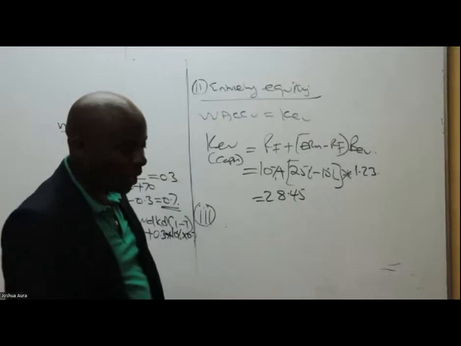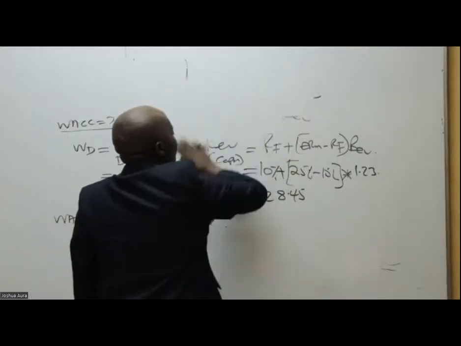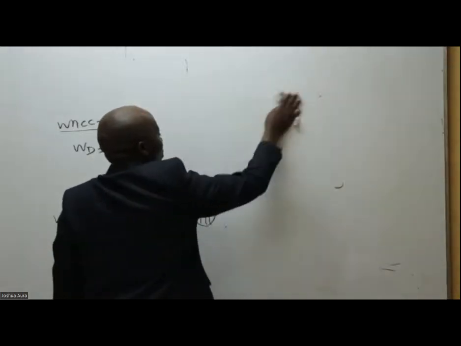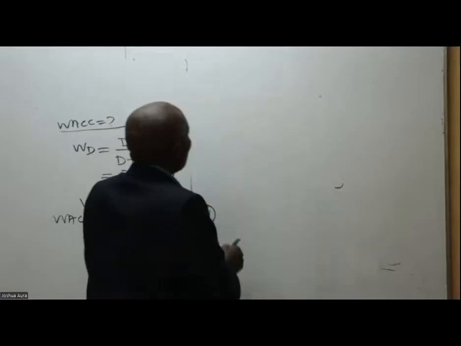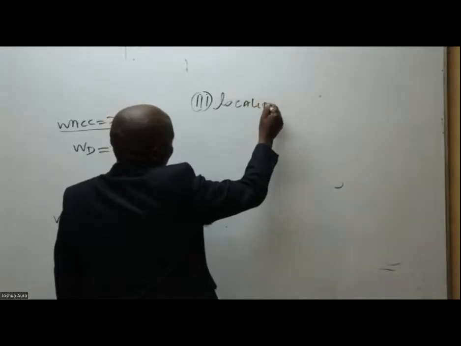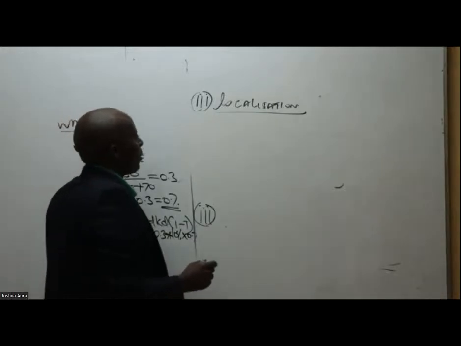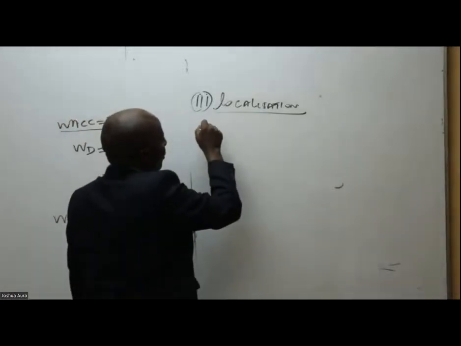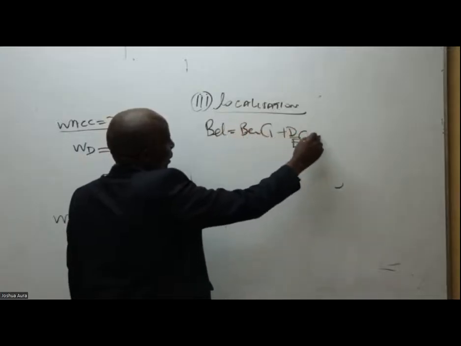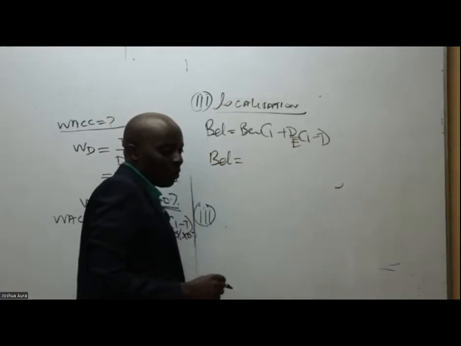First of all, it's localization. We are doing the localization for Roman number 3. So we have our BEL, which will be our BEU into 1 plus debt over equity into 1 minus tax, like that.